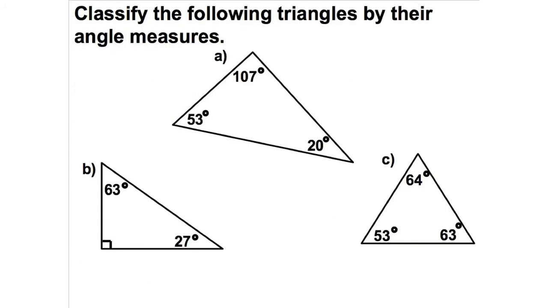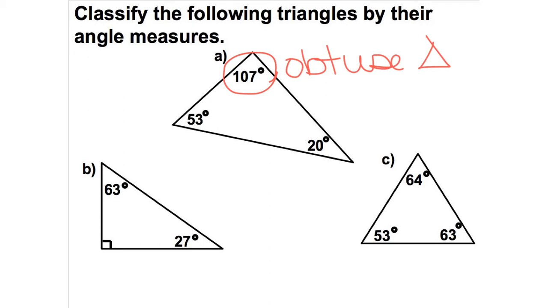Let's classify these triangles based by their angle measures. On part A, we have a 20-degree, a 53, and a 170-degree angle. When we look at this one, we can see that this 107-degree angle is obtuse, so this will classify as an obtuse triangle.